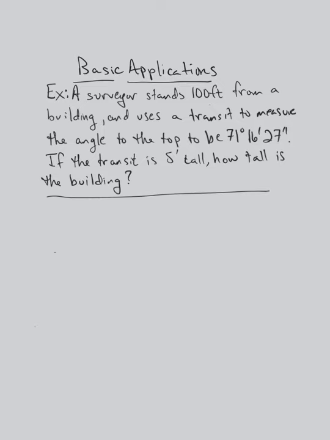Let's imagine here's the ground, and then here's our building. Like that. And now you got to be careful because that transit is 5 feet tall. So that transit is 5 feet tall, and then that transit's measuring the angle to the top. Now make sure you realize too, we're standing 100 feet from the building. So this length right here is 100 feet. And it's going to measure a straight line distance to the top of that building.